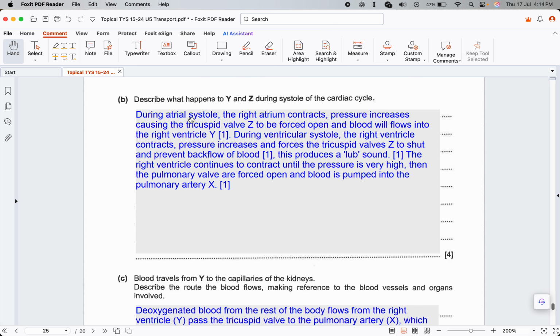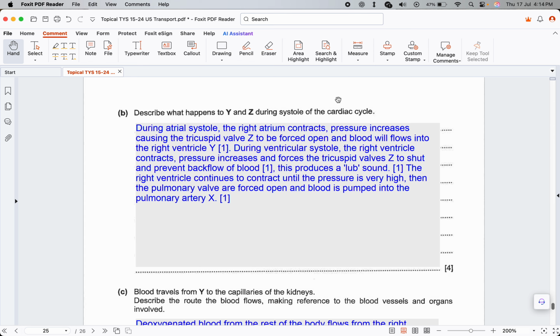Okay, so what happens to Y and Z during the systole? Okay, now when they say systole, right, this is a bit funny lah. But if you talk to a doctor and you say systole of the cardiac cycle, he will automatically assume that you're talking about the ventricular systole. But when we say systole, it could potentially also mean atrial systole. Alright, so let's just be complete and write both atrial and ventricular systole.